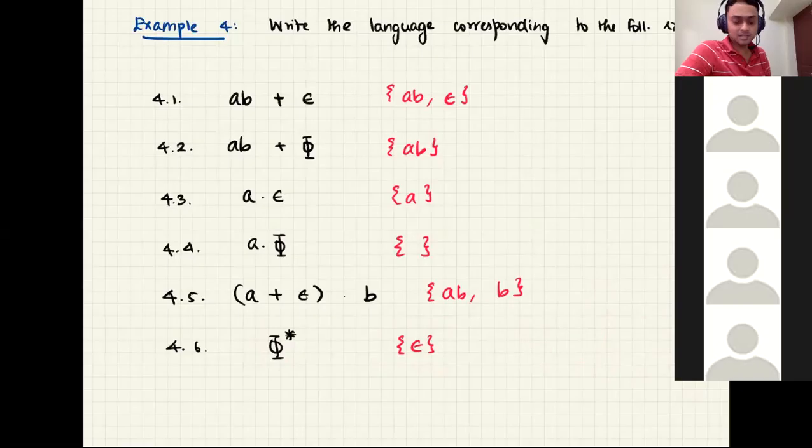Sir, in 4.3, can it be A epsilon? Yeah, A epsilon is just A. Okay. Yeah, it's another notation for A.